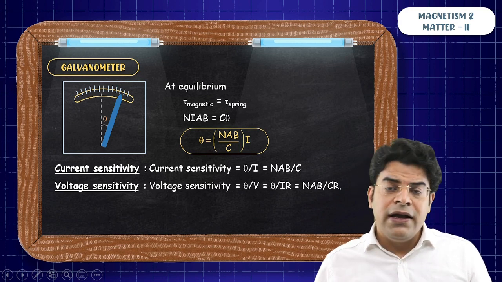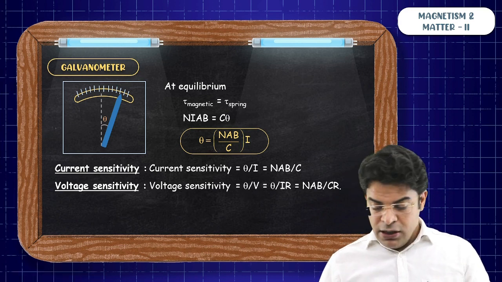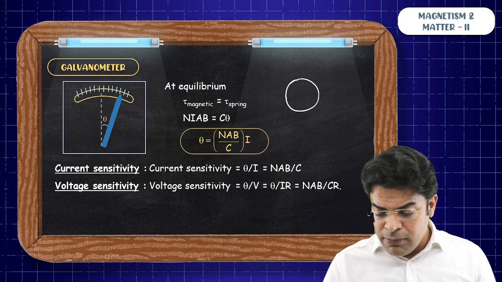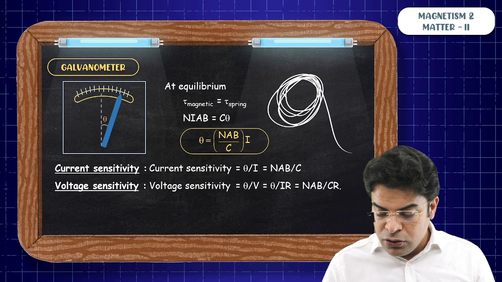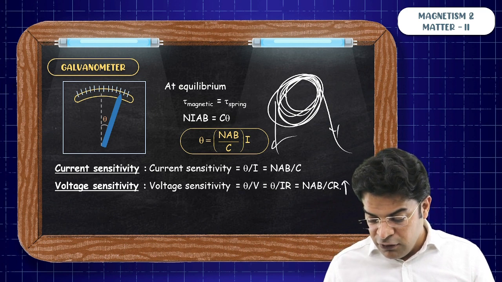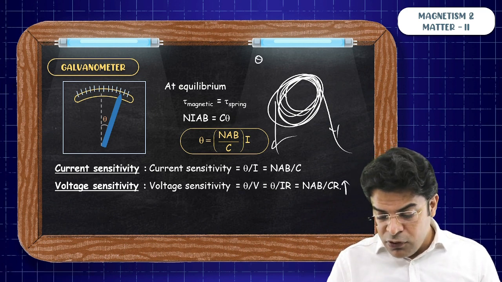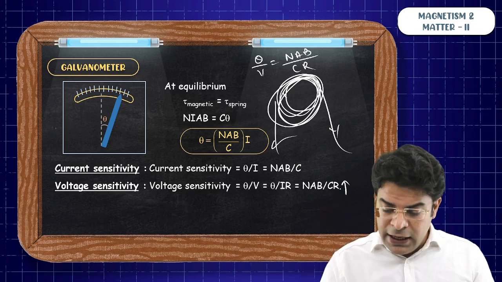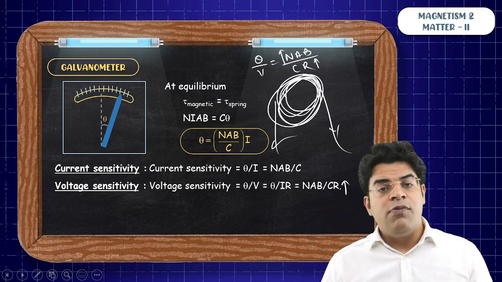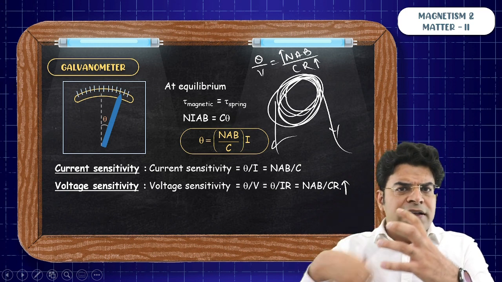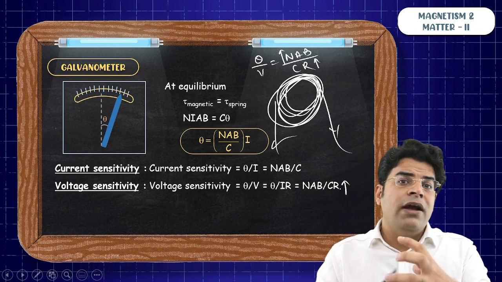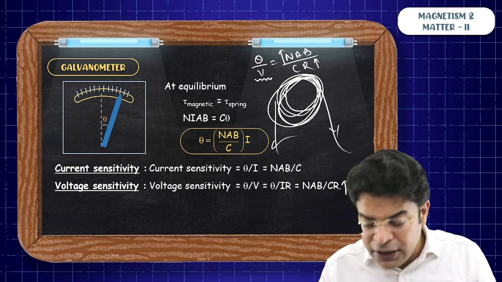Now how to increase the voltage sensitivity? Increasing the number of turns? No. Why? Because when you increase the number of turns of the coil, you also end up increasing the resistance of the coil. Do understand that the voltage sensitivity theta by V is nothing but NAB by CR. Increasing the number of turns in the coil, you increase the resistance by the same factor. If you make the number of turns in the coil double, then the length of the coil used becomes double, and hence the resistance of the coil becomes double, so it has got no impact on the voltage sensitivity.